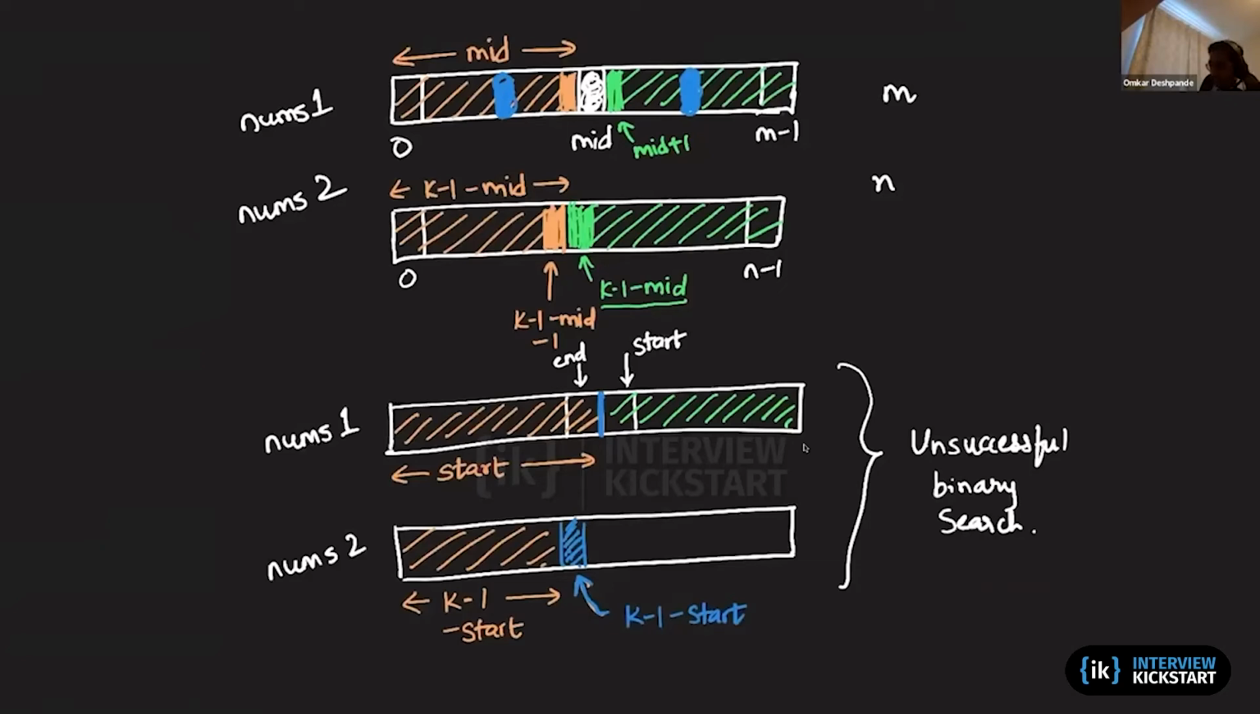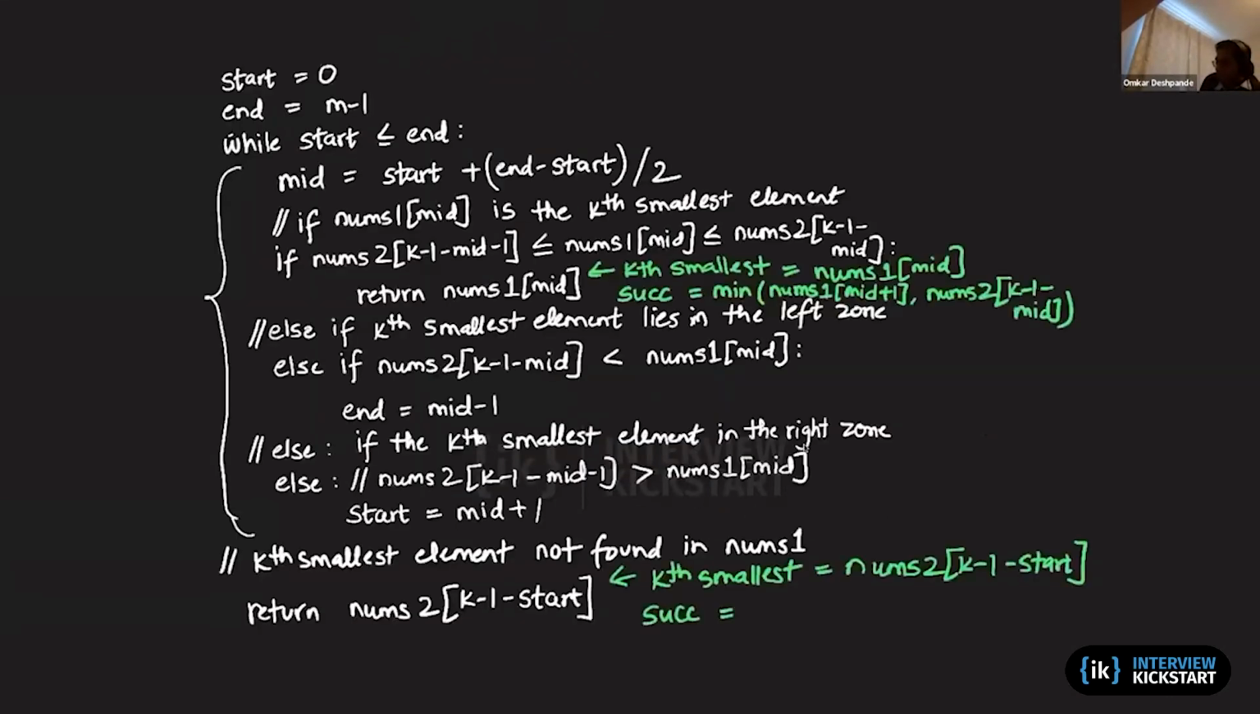could either come from the second array, in which case it would be this value, or it could come from the first array, in which case it would be the value at the start index. The two smallest green values are the two candidates for being the successor. So that means nums1 of start and nums2 of k minus start. This index is k minus start. These are the two candidates. So we'll pick the min of nums1 of start and nums2 of k minus start.